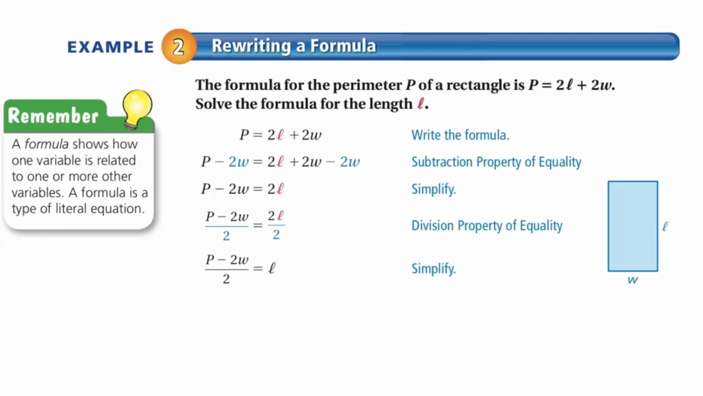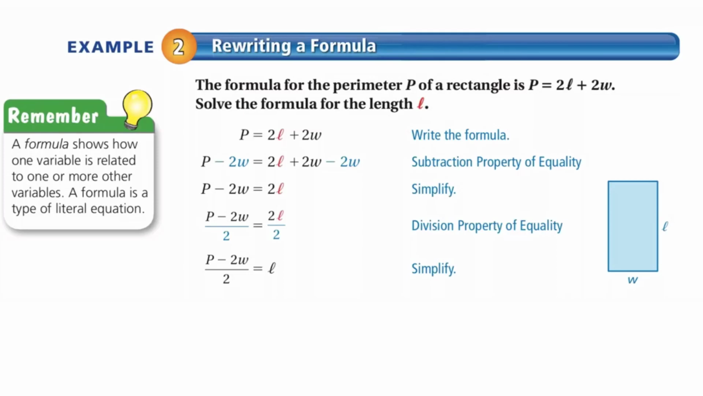Sometimes we'll use this to rewrite a formula. The formula for the perimeter of a rectangle is P equals 2L plus 2W. Solve the formula for the length. So for instance, they might give us the perimeter and give us the width, and we have to solve for the length. So you take P equals 2L plus 2W, and you subtract 2W from both sides.